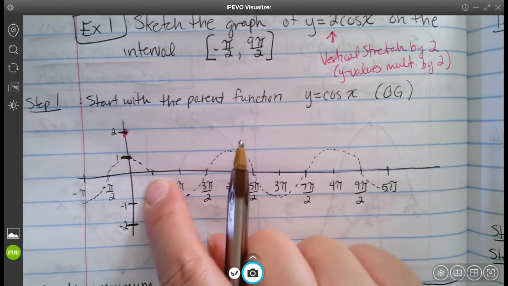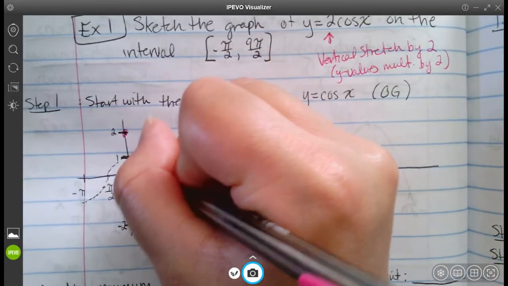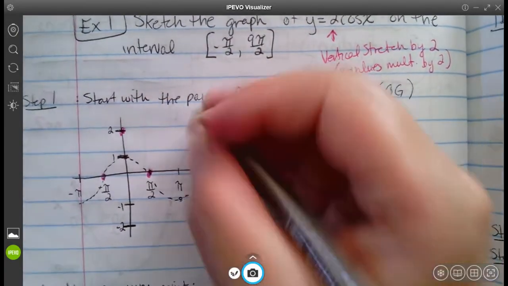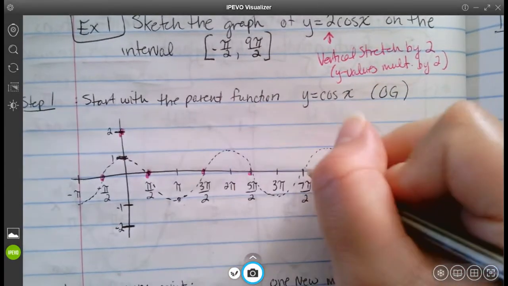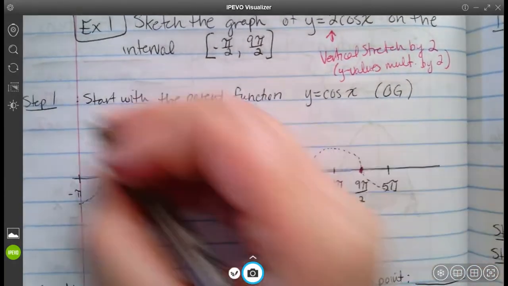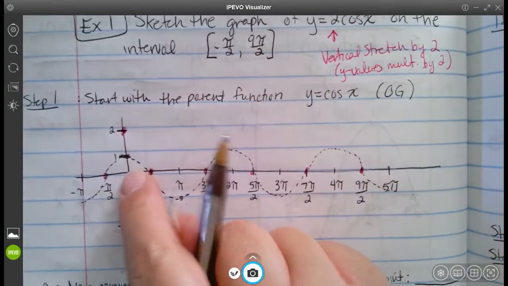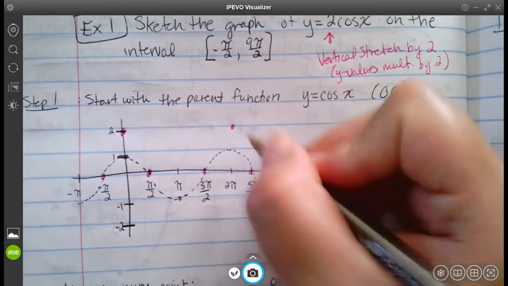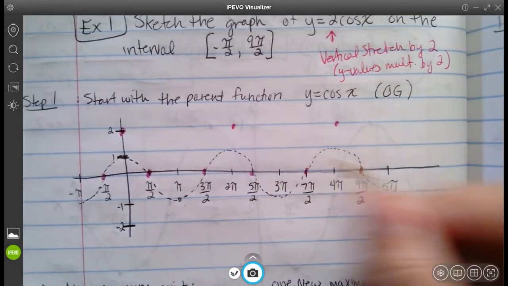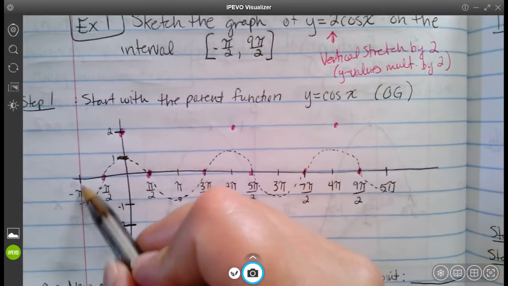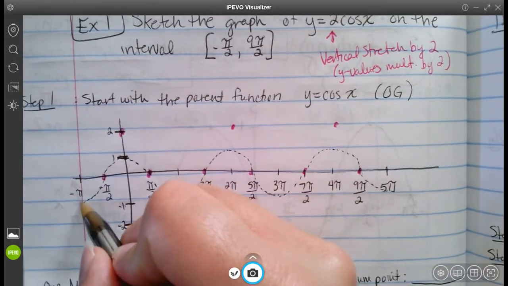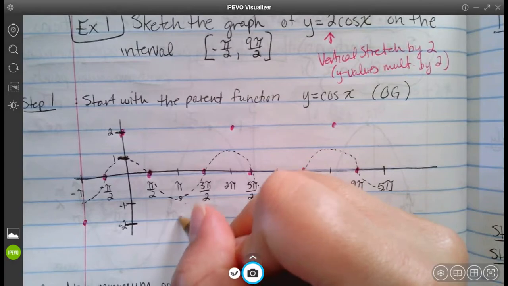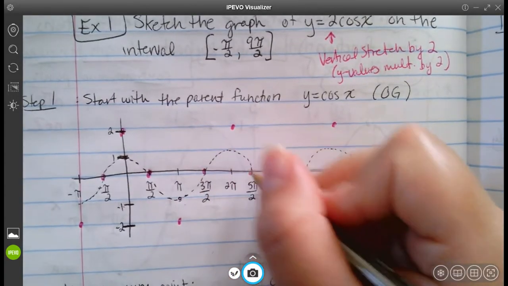This point, y is 0, so 0 times 2 is still going to be 0. That means all of my x-intercepts are basically going to be the same. The ones that are going to change are our maximums and our minimums. So this one's at 2, that means this one's also going to be at 2, and this one too. On the negative side, we have negative 1 right here. If I multiply that by 2, I get negative 2. So all of these points are going to be down at negative 2.